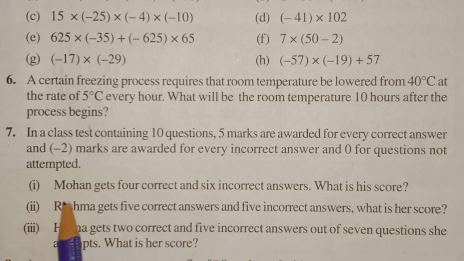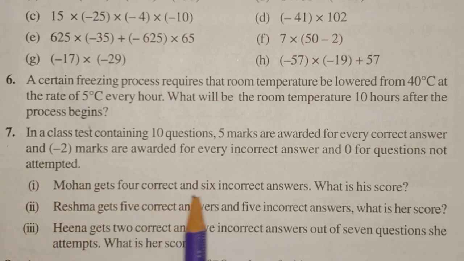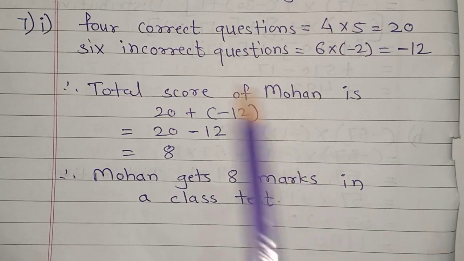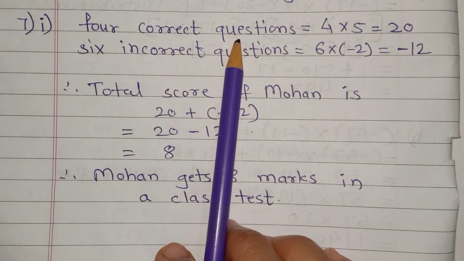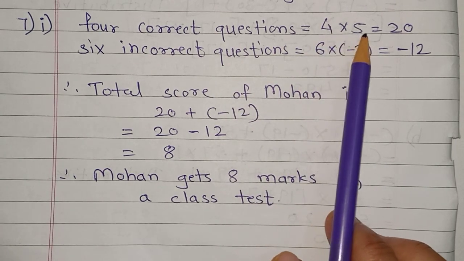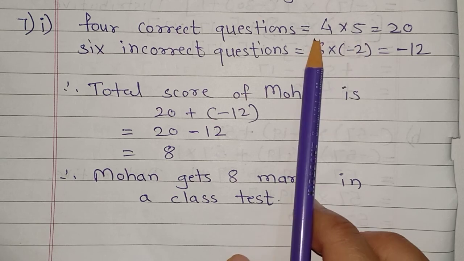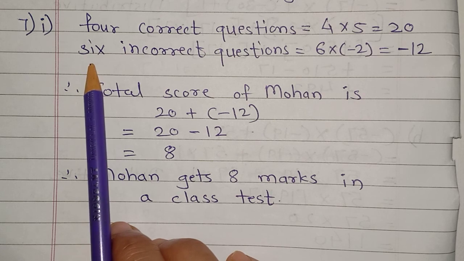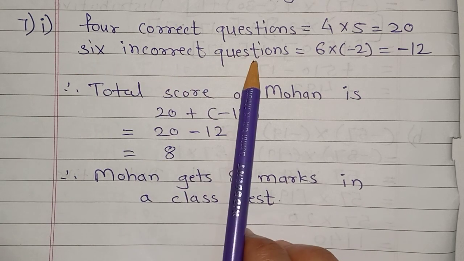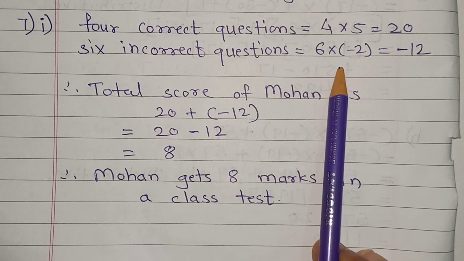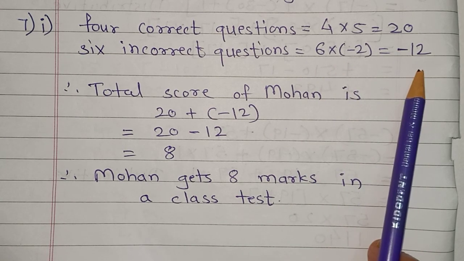Now what is the first question? Let's see. Mohan gets 4 correct and 6 incorrect answers. So what is his score? Let's solve this. So Mohan got 4 correct questions. So 4 into 5, because 5 for each correct question. So total marks he got 20 for these 4 correct questions, and he got 6 incorrect questions. So 6 into minus 2, why? Because minus 2 for each incorrect question. So my answer is minus 12.